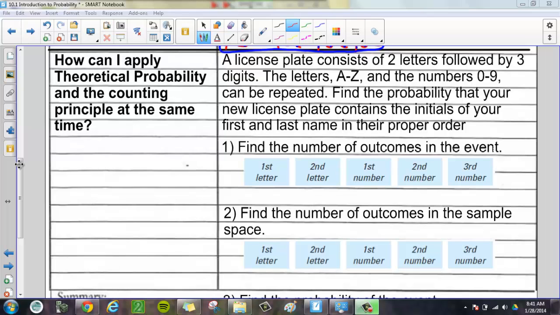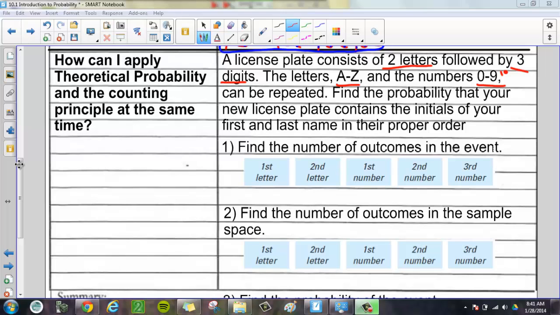A license plate consists of, let's say, 2 letters. I know it's 3 letters in Minnesota, but let's say it's 2 letters followed by 3 digits. The letters are A through Z, and there are 26 letters. And the numbers are 0 through 9. A lot of people think there are only 9 numbers in there, but there are really 10 numbers from 0 to 9 if you count them. And they can be repeated.